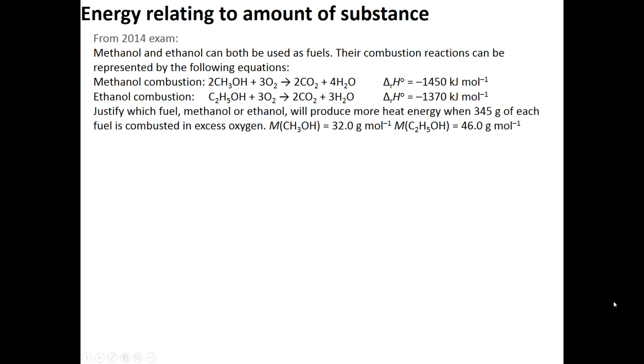Right, let's do another problem. This is from the 2014 exam. And if you have a look here, again, it's a lot of information, so you just skim and scan through and highlight the key points.